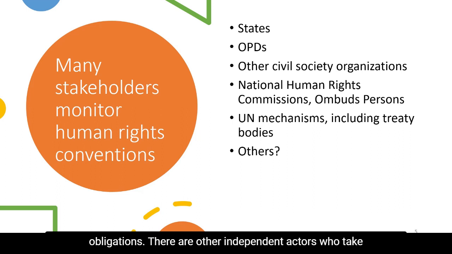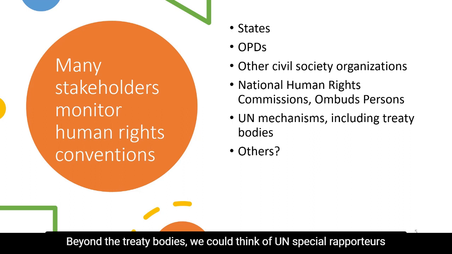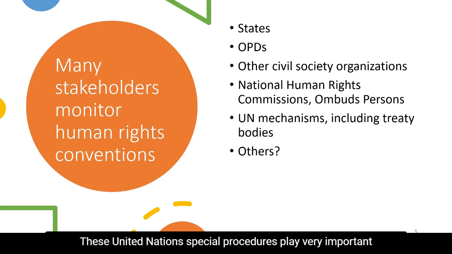There are other independent actors who take on monitoring. For example, national human rights commissions or ombudspersons. These entities are independent of government and often play a very important role in monitoring human rights conventions and how states are actually complying with them or otherwise. UN mechanisms, of course, including the treaty bodies, have a very important role to play in monitoring. Beyond the treaty bodies, we could think of UN special rapporteurs and independent experts, like the UN Special Rapporteur on the Rights of Persons with Disabilities, or the independent expert on persons with albinism. These United Nations special procedures play very important roles in monitoring. And we can probably identify many other actors engaged in monitoring as well.